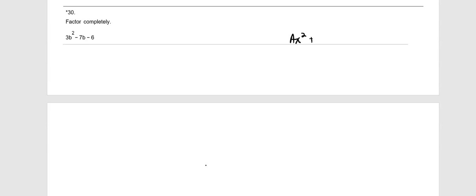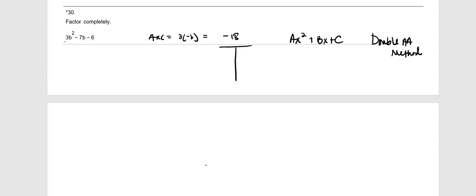So again, just verifying that we're factoring a trinomial in the form of ax squared plus bx plus c, because we have a numerical leading term here, and we're using the double A method. So we want to start with our a times c, so that's 3 times the negative 6, which is a negative 18. And that's 1 times 18, or 2 times 9, or 3 times 6. Those are the only possible factorizations.